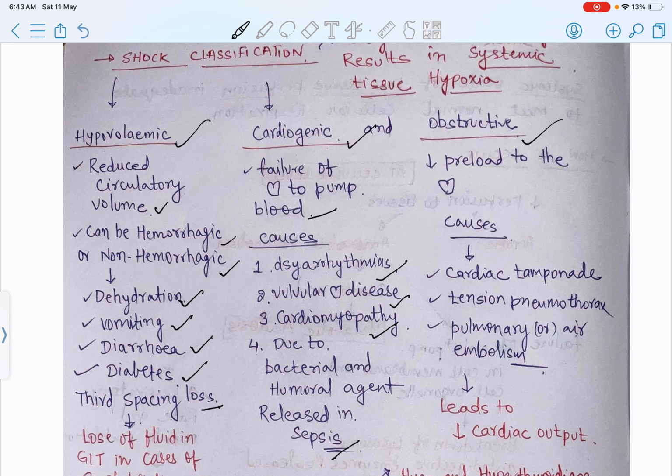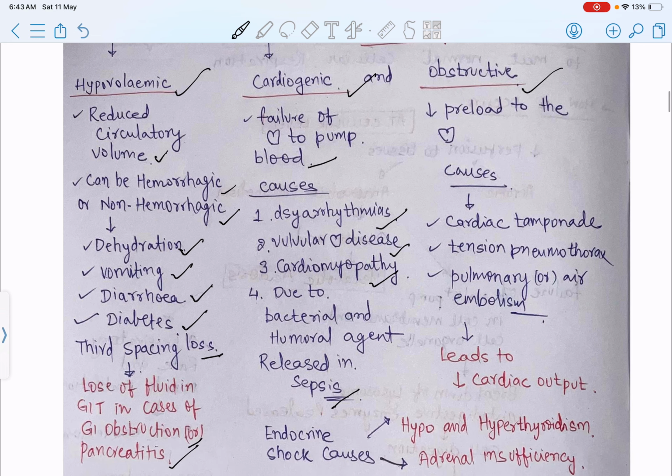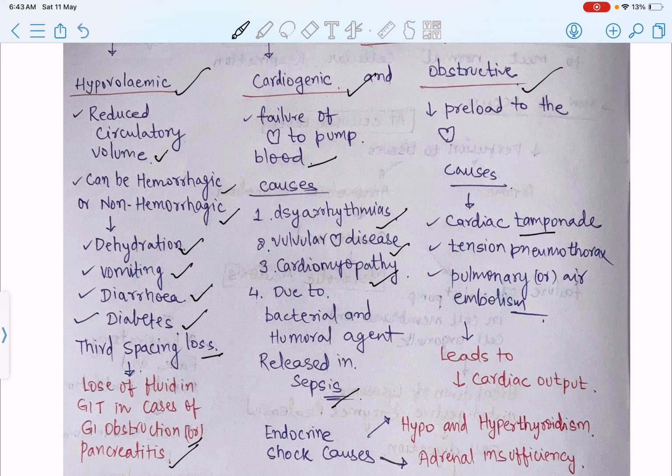Now coming to the obstructive shock. It is due to decreased preload to the heart. What are the causes? Causes are cardiac tamponade, tension pneumothorax, pulmonary or air embolism. These all will lead to decrease in cardiac output.